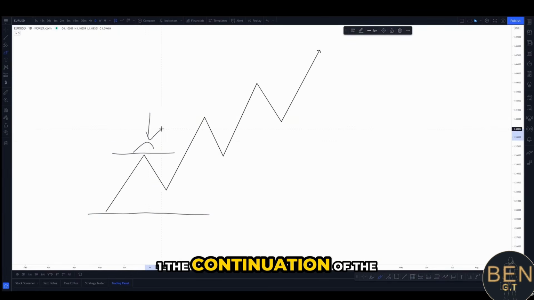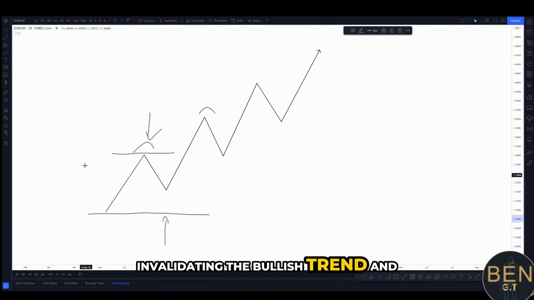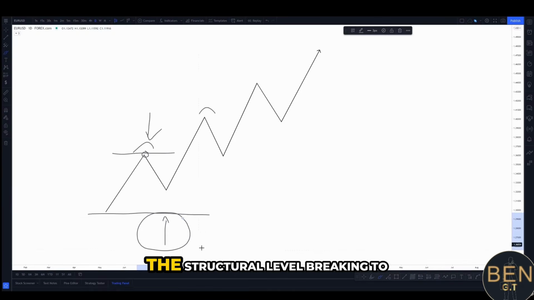One, the continuation of the trend where we break swing structure and create a new higher high. Or two, we break swing structure to the downside, invalidating the bullish trend and switching to bearish. So with that idea in mind, when this high is created, the job of this high is to invalidate the structural level, breaking to the downside, which would then mean that this would be a strong or protected high.